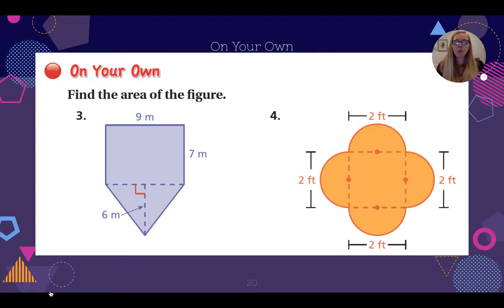So you have two on your own composite figures. So you have the rectangle with a triangle, and then really think about what's happening there in number 4. So you have a square in the middle, and then you have 4 half circles. So think about what you could do there. All right, go ahead and pause the video, work out the answers. You're using your calculator to help you with the multiplication pieces, and then come back, start the video again to check your answers.